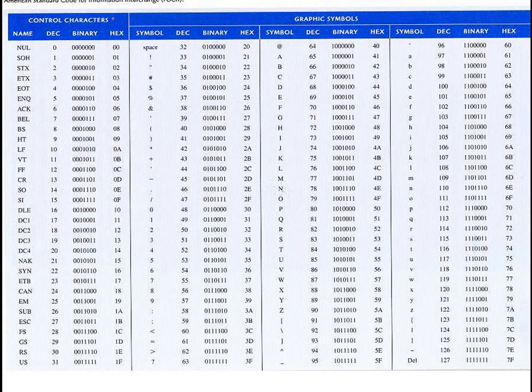So here you can see the 128 characters and symbols used in ASCII code. So the first 32 are the control characters, that is from decimal 0 to 31, and the rest of them are graphic symbols, which are represented in decimal from 32 to 127. So here you can see the decimal, binary and hexadecimal equivalent of each character and symbol. So binary is represented by a 7-bit code.